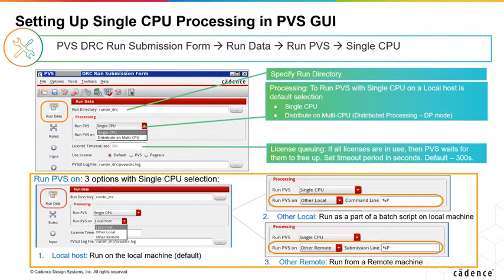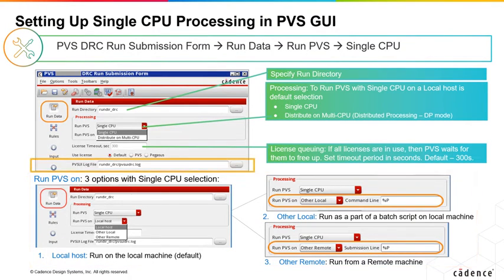Other local selection comes with a command line field to pass the PVS run command to the local host machine. If you specify %p in the command line field and press submit, the run will be equivalent to the local run mode. Other remote selection comes with a submission line field to pass the PVS run command as part of the distributed system submission line. Use %p, enclosed by double quotes, in the submission line field to pass the PVS run command as part of the distributed system submission line.